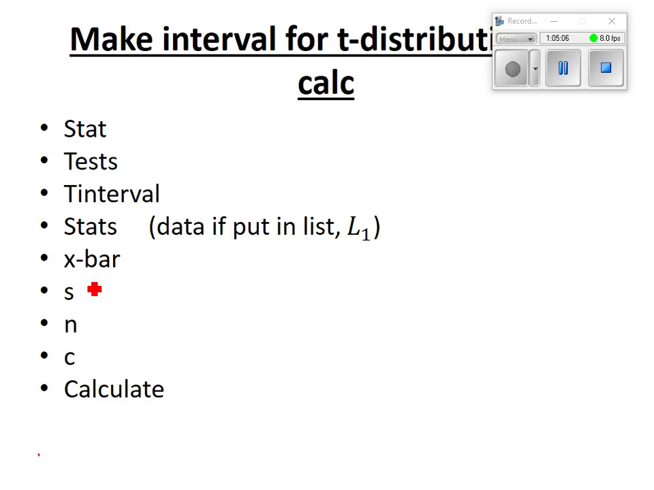Here's how you do it on the calculator. You know this is going to confuse Brendan back here, right? You're going to have to remember that there's two different what? There's a Z interval, and there's a T interval. Which do you have?